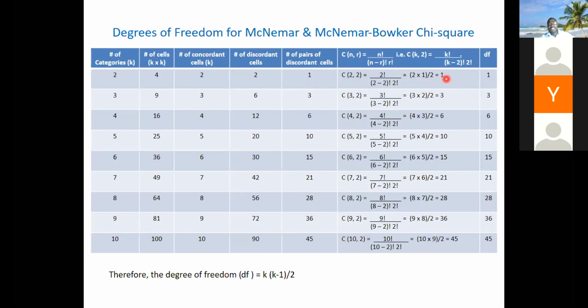A, B, C. 3 things. A and B, that's 1. A and C, that's 2. B and C. Can you see? So when you have 3 things, you can pair them in 3 different ways. When you have 4 things, you can pair them in 6 ways. When you have 5, just like that. Whatever you get now happens to be the degree of freedom.